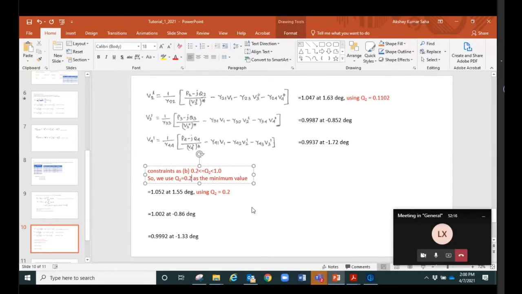So using that Q2 value, we now can calculate all other voltages, V21, V31 and V41.